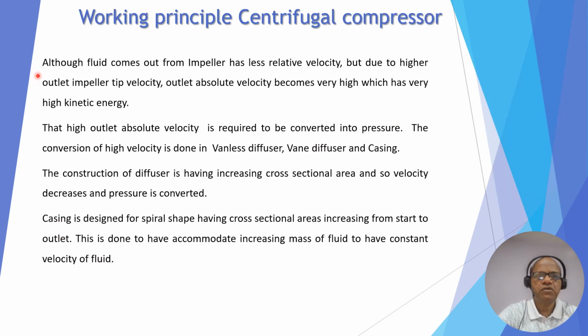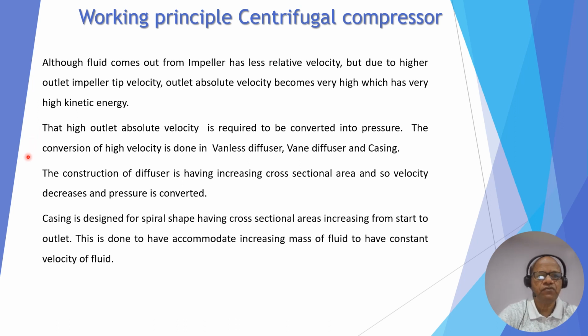Although the fluid comes out of the impeller with a lower relative velocity, because we have seen there is a diffusion due to the larger cross-section area of the impeller at the outlet, the higher outlet impeller velocity makes the outlet absolute velocity very high, which has very high kinetic energy. That high outlet absolute velocity is required to be converted into pressure.